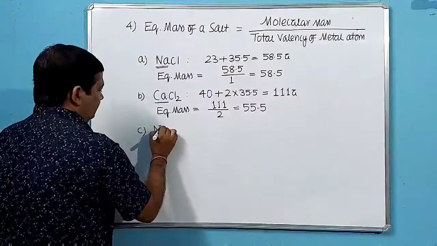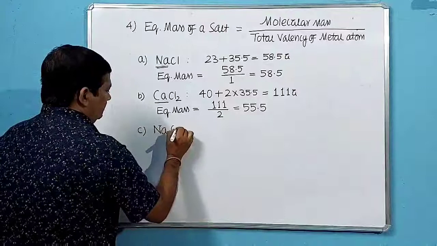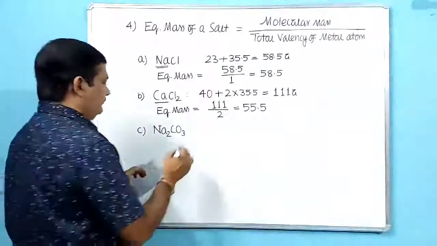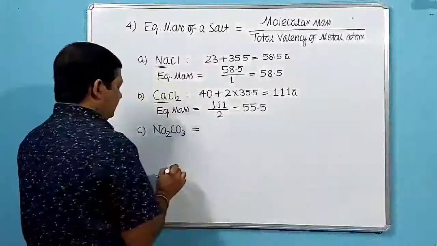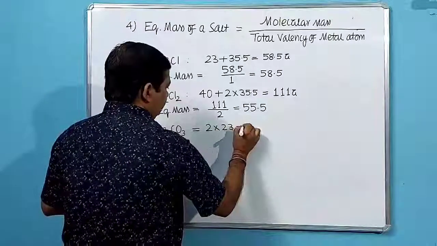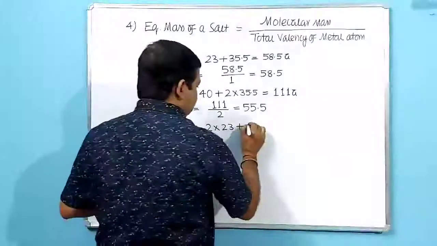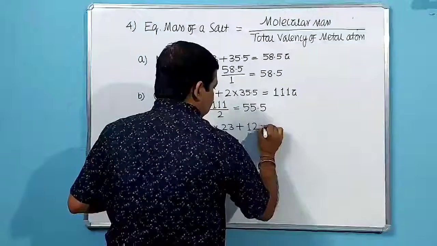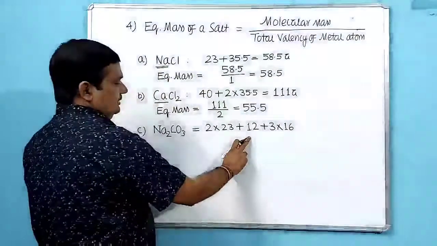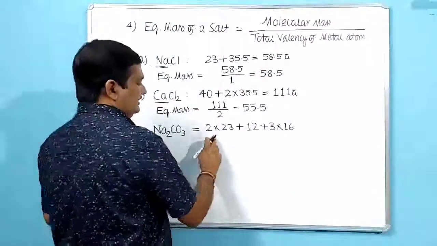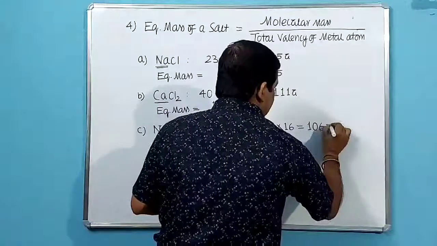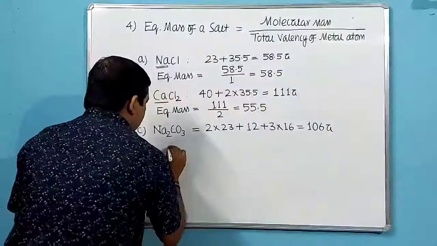Then next, sodium carbonate, Na2CO3. Sodium carbonate is a salt. Let us first find out the molecular mass. So sodium 2 into 23, plus carbon 12, plus 3 into 16 for oxygen. 48 plus 12 is 60, plus 46, that is 106. So the molecular mass of sodium carbonate is 106 U.